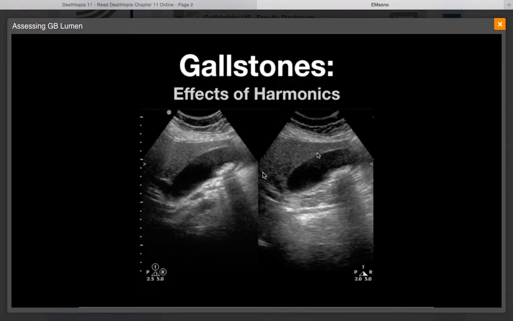Now, the use of tissue harmonics can improve visualization of posterior acoustical shadowing. In the image on the right, shadowing can be seen, but it's not as crisp. In the image on the left of the same patient, tissue harmonics was used, and it can be seen that the stones are better visualized and that the posterior acoustical shadowing is crisp. You can see this nice clean shadowing behind the stones here. In difficult cases, the use of harmonics should be considered.